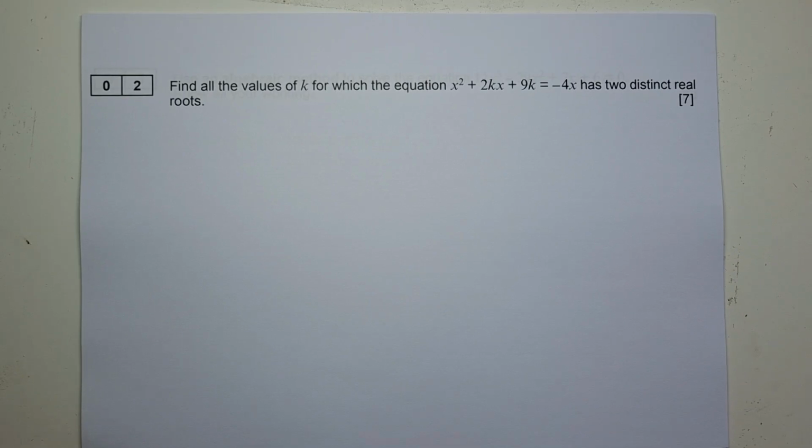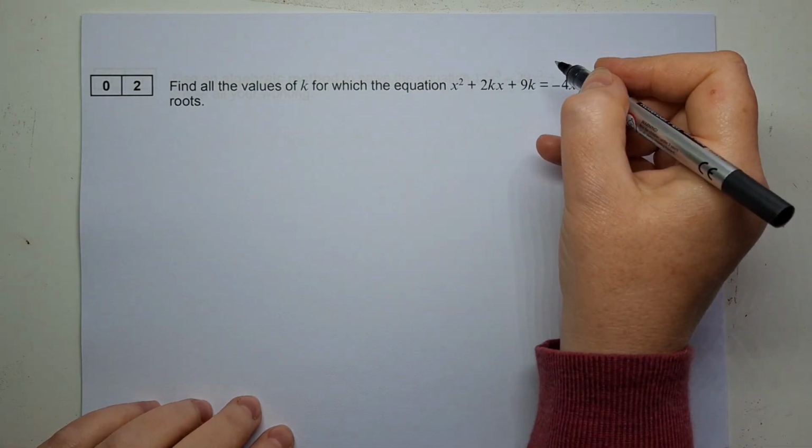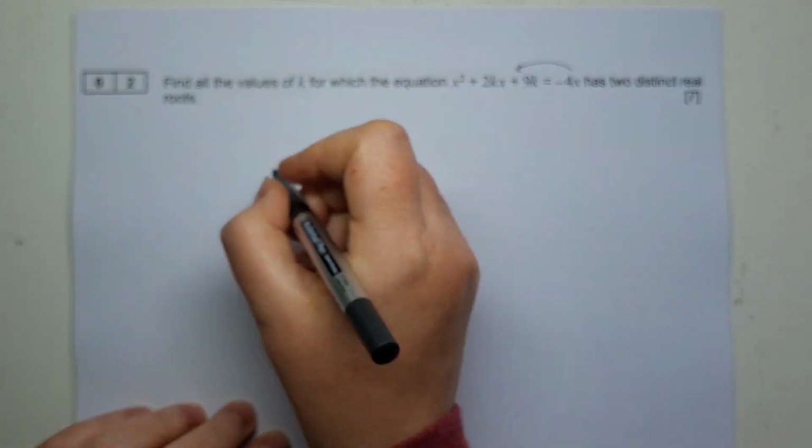Question 2. Find all the values of k for which the equation x squared plus 2kx plus 9k is equal to negative 4x has two distinct real roots. So the first thing we need to do is make a 0. So that means we need to hop that term across.